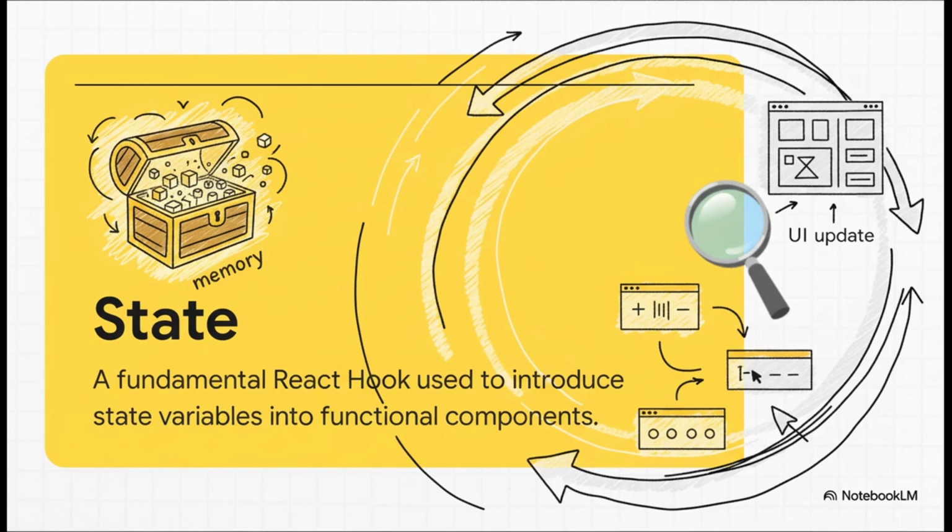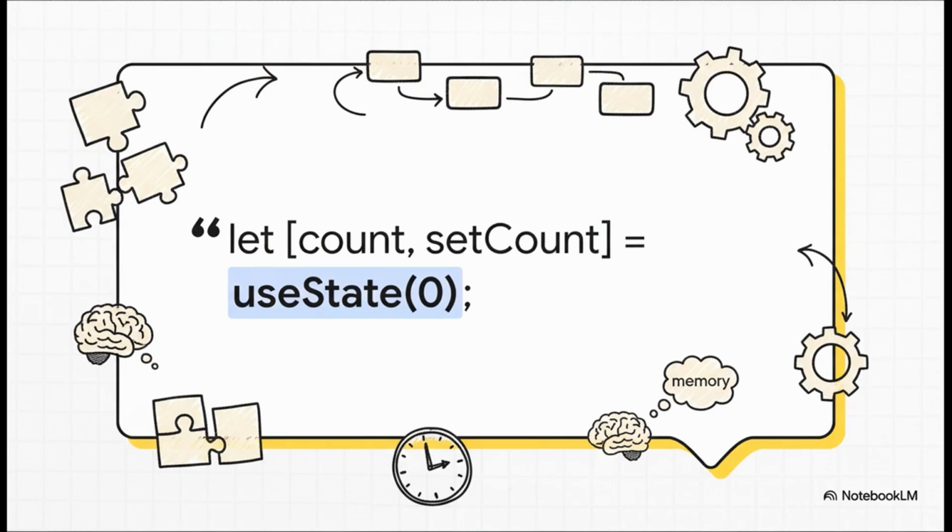The easiest way to think about state is just memory. It's a component's own private built-in memory. It's any piece of data that's expected to change over time. And here's the cool part. Whenever that state changes, React automatically knows it needs to update the screen to match. So how do we give our components this memory? In modern React, we use these incredibly handy tools called hooks.